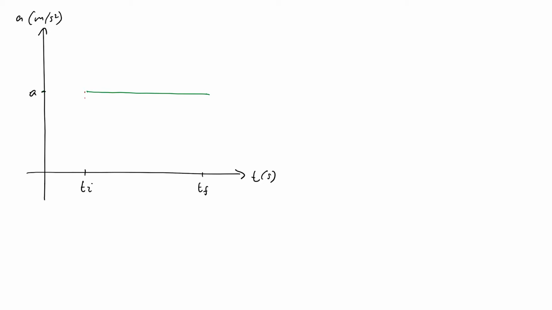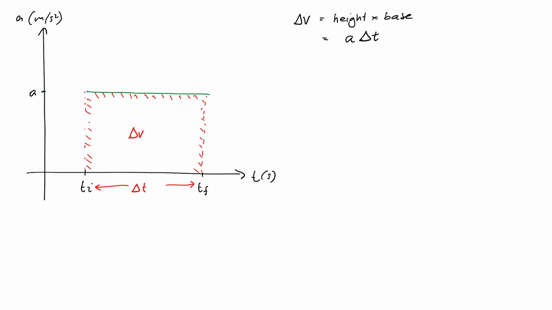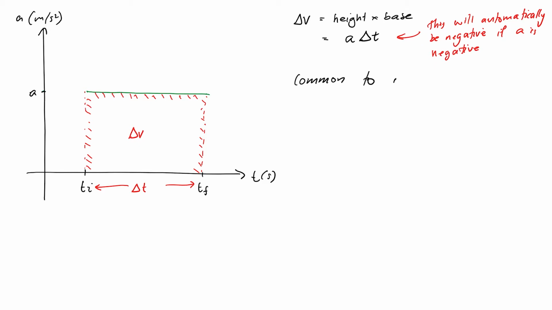Now we can start to put our work from last lesson into practice. We know that we can get the change in velocity delta v from our acceleration time graph by taking that signed area, remember the area above or below the axis. So for us that means we're going to have delta v as the height times the base of this rectangle here, which will just be a times delta t. Now, if the acceleration is negative, this equation will automatically produce a negative area, so it's going to work in both situations. So this is our first kinematic equation.